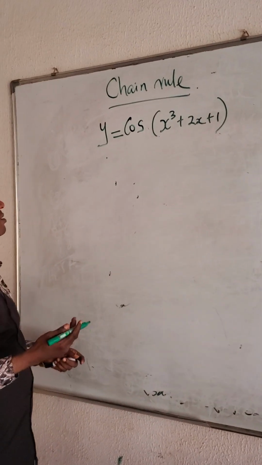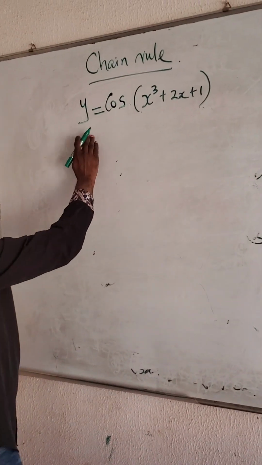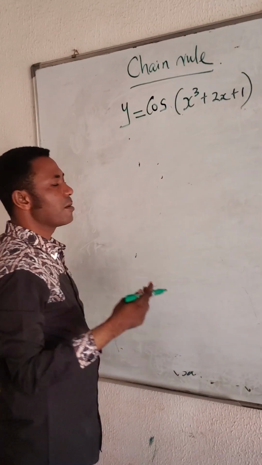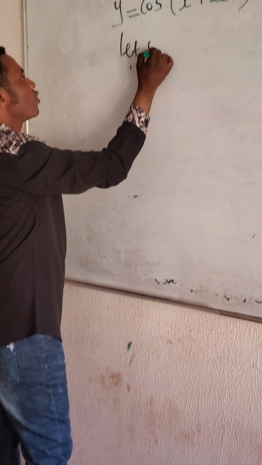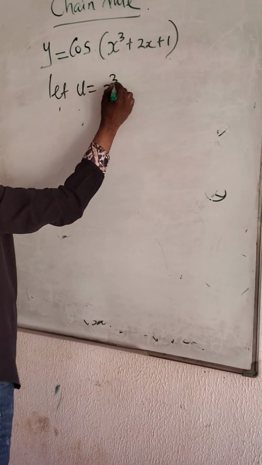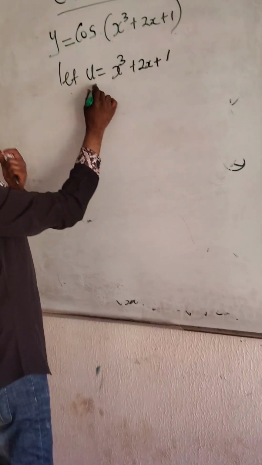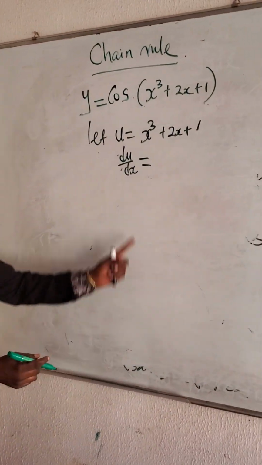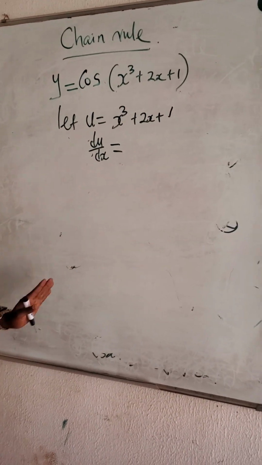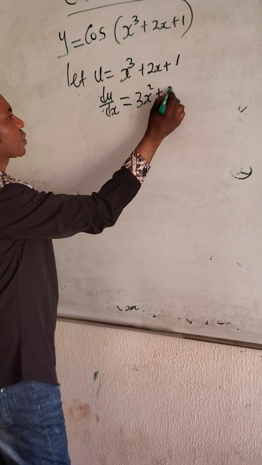But now let us consider another worked example. Now look at this one again. We have just changed that sine to cos. We say y equal to cos of s power 3 plus 2s plus 1. We say let u be equal to s power 3 plus 2s plus 1. We will now differentiate this function with respect to x, and we have du/dx equal to 3s squared plus 2.